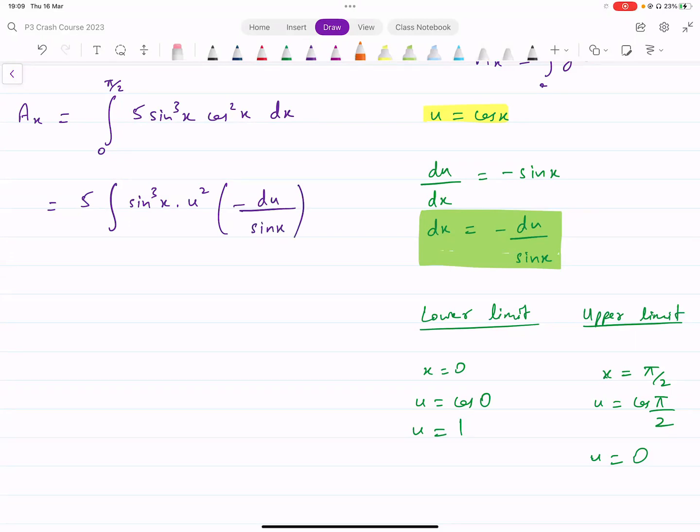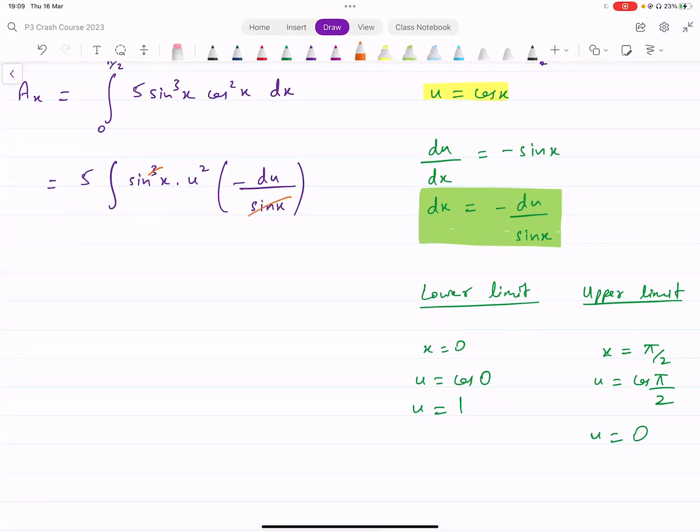Now let's simplify this. sin x is going to get cancelled with one power here. And what we're left with is 5 into the integral of, we have this negative sign here, remember? So that's minus sin²x into u² with respect to u. Okay, so we're done with the first step. We have replaced cos x with u, and we replaced dx with this whole thing. So that's something that we're done with.